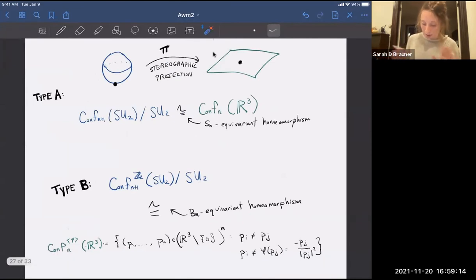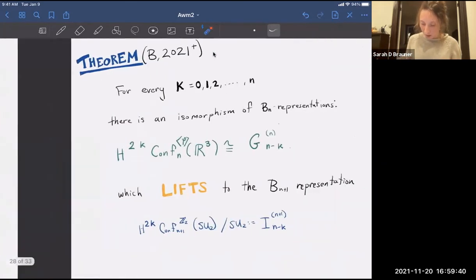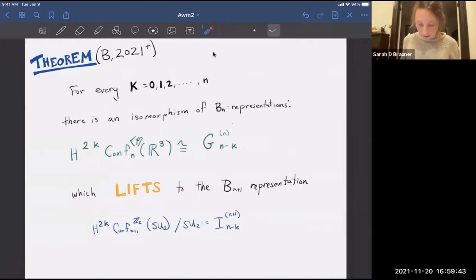And so I do that, and I'm going to sweep under the rug some technicalities here about the space that I get, but this is the type A homeomorphism that I had when I stereographically projected. In type B, I'm going to get a homeomorphism between this quotient space that has the Bn plus 1 action and a Z2 orbit configuration space that has a slightly strange condition. But nonetheless, it actually ends up describing these representations that are coming from those idempotents in the Mantaci-Reutenauer algebra.